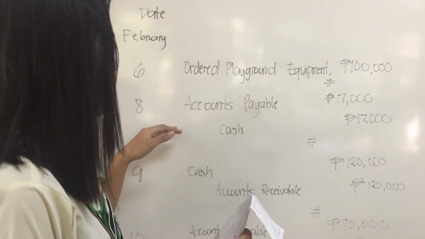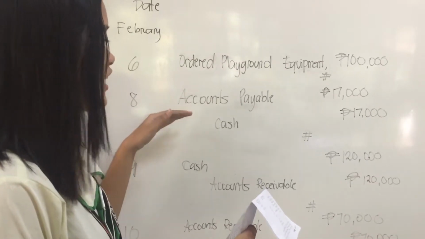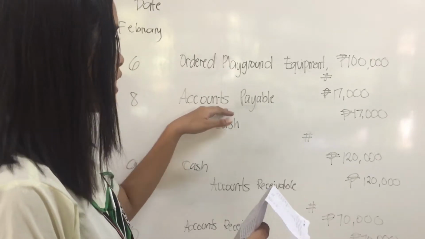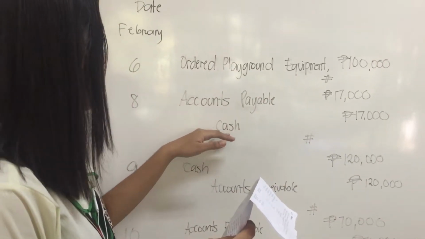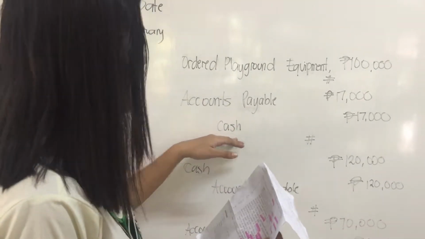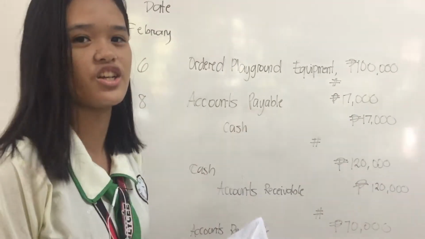On February 8, the transaction is made payments on account of 17,000 pesos. So your debit is accounts payable since its normal balance is credit. So meaning, if we put it in debit, your accounts payable decreases. And then your credit is cash since you paid, you released cash. So your credit is cash of 17,000 pesos and then close your transaction.